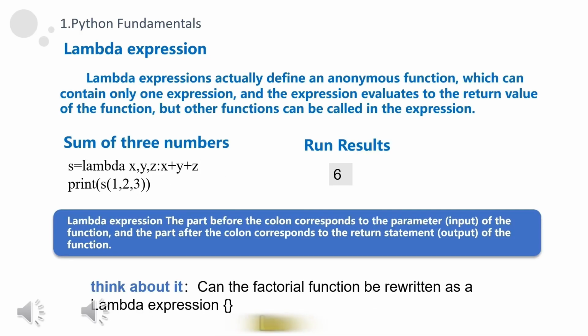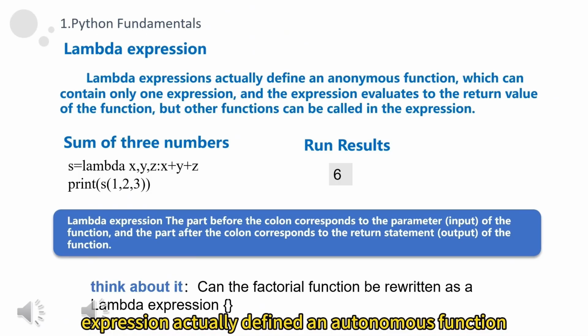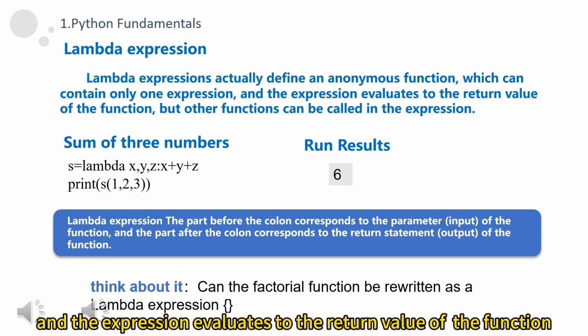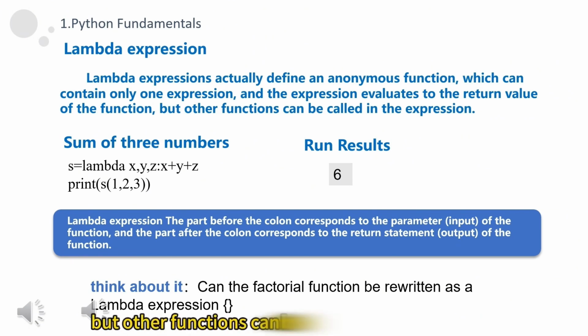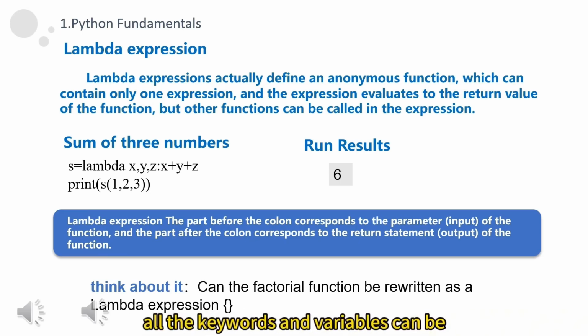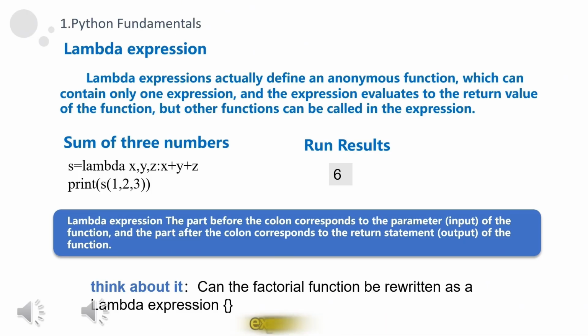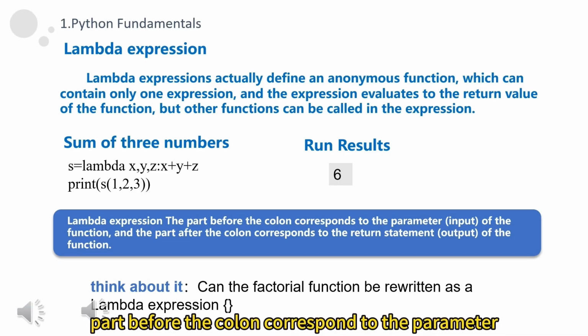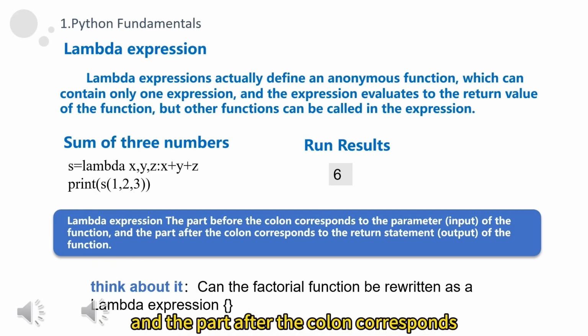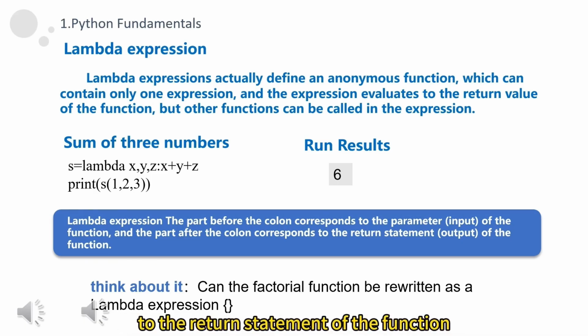A lambda expression defines an anonymous function, which can contain only one expression, and the expression evaluates to the return value of the function. But other functions can be called in the expression. Here let's take an example. We use a lambda expression to perform addition on 3 numbers. All the keywords and variables can be condensed into a single sentence. In a lambda expression, the part before the colon corresponds to the parameters of the function, and the part after the colon corresponds to the return statement of the function.